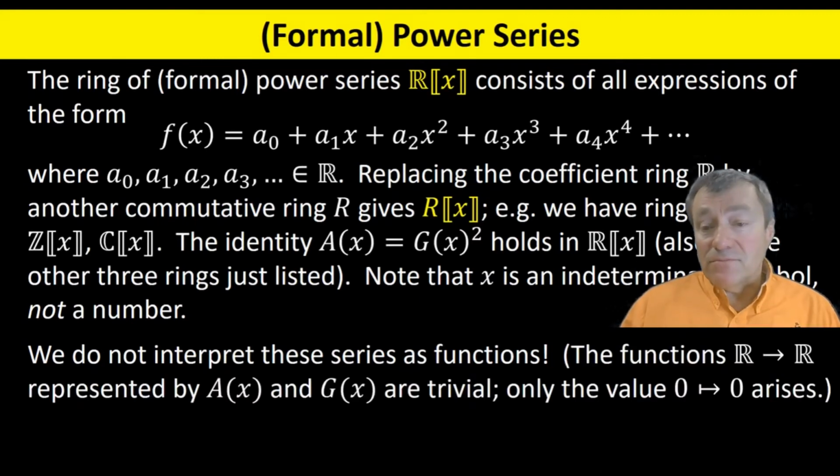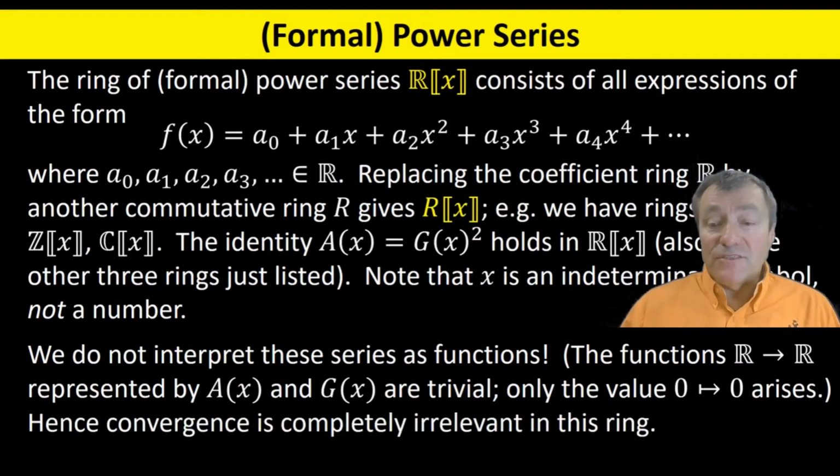In my example, if a of x and g of x were functions, and if you were to try to plot them, their graphs would be quite trivial. Just a single point, the origin. That's the only point in the graph, because these series do not converge at any point anywhere except 0. I repeat for emphasis, in this ring, all computations should be performed at the symbolic level with x being just a symbol. And convergence never arises.